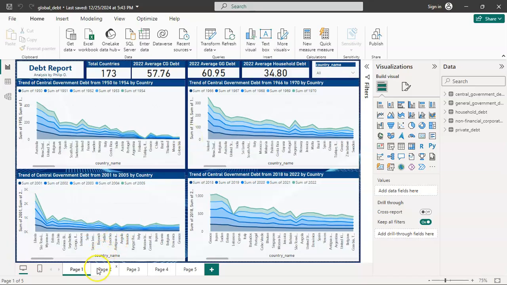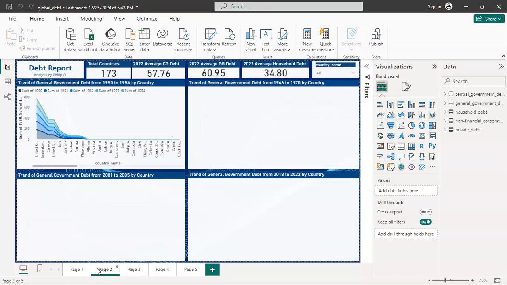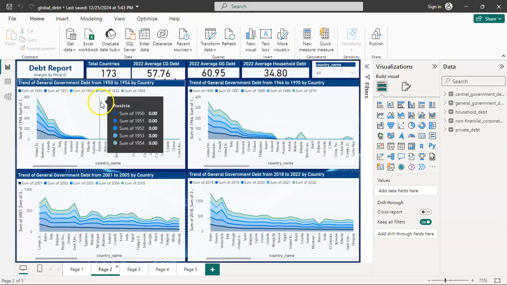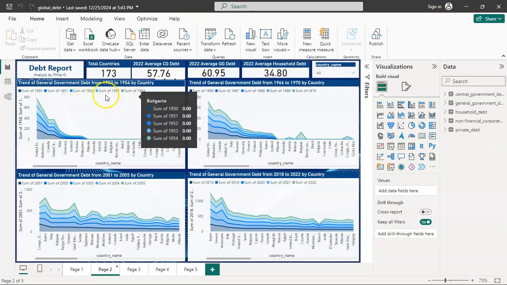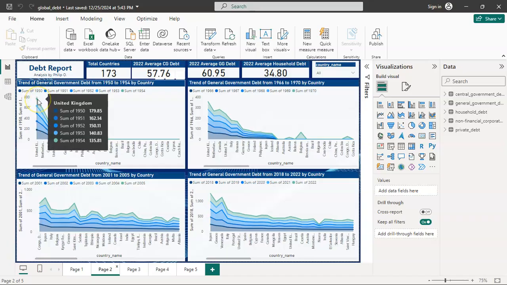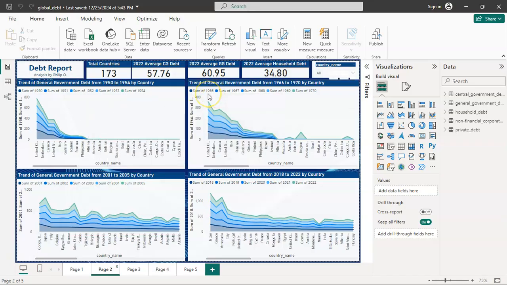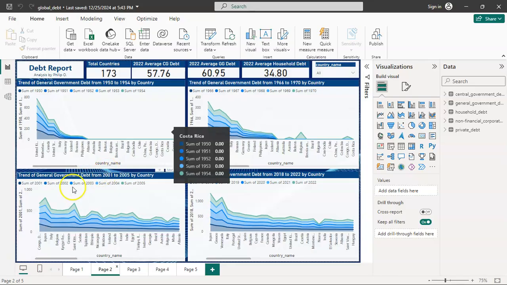The next dashboard talks about a different debt, which is the general government debt. This is from the range of 1950 to 1954 by the countries also. As you can see, the country with the highest debt is the United Kingdom for this, and also the trend of general government debt from 1966 to 1970 by countries, and the country is also the United Kingdom.